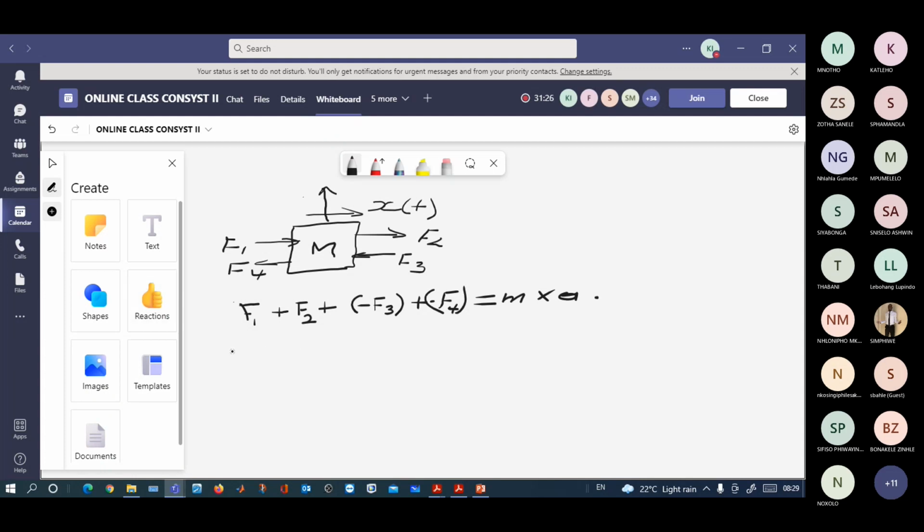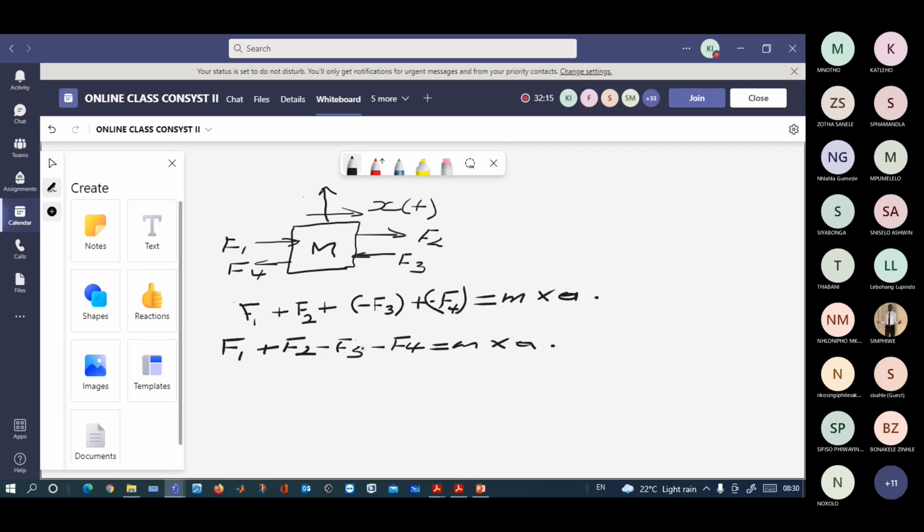So if you want to write it in a simple way, I put it like this just to show you how we can find it. So F1 plus F2, oh sorry, instead of plus, it's going to be minus F3, minus F4, is equal to mass times acceleration. So this is basically how you're going to be writing your free body diagram. So this is very important. If you don't understand this one, you will have problem to understand what is coming next.